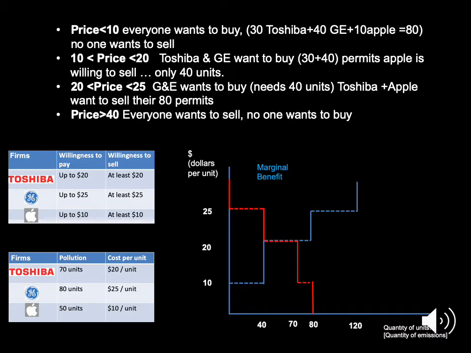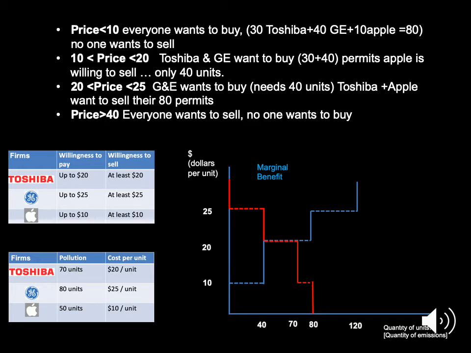If the price of the permit is between $10 and $20, Toshiba and General Electric will be willing to buy a permit, and Apple will be willing to sell their 40 units, right? So there's something interesting going on there. If the price is between 20 and 25, General Electric will want to buy because it's still cheaper for them to pay anything below $25, but Toshiba and Apple would like to sell their permits. If the price goes beyond 25, everyone wants to sell, no one wants to buy.